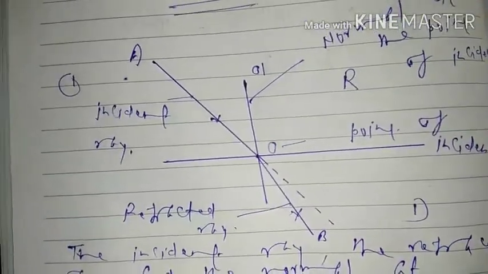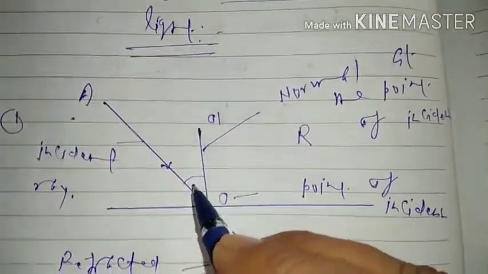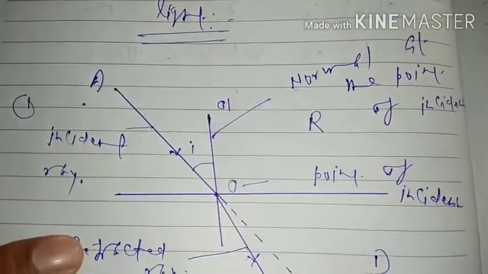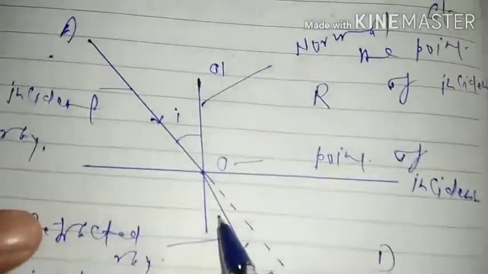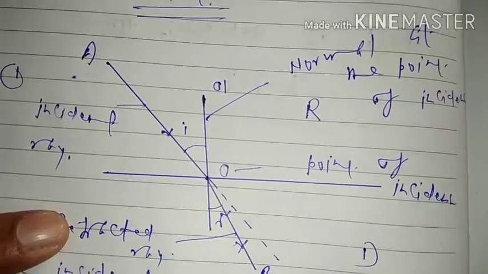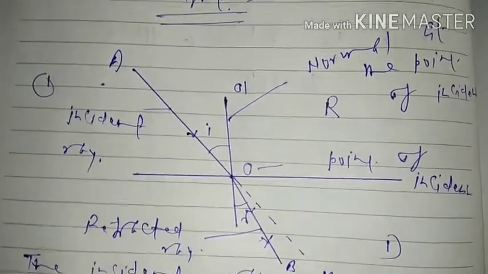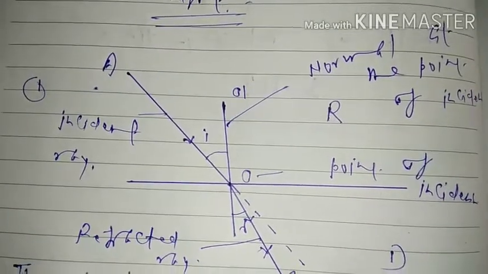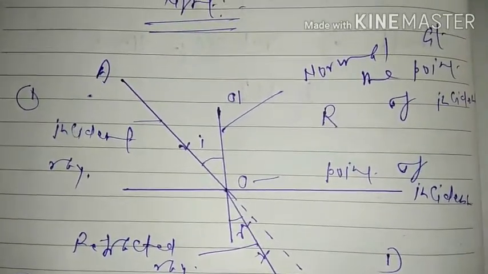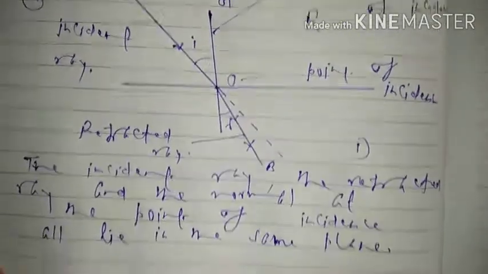We have seen already the angle between incident ray and normal is called angle of incidence, and the angle between refracted ray and normal is called angle of refraction. So practically we must know what are the actual positions of different physical terms mentioned here. Now what is second law?